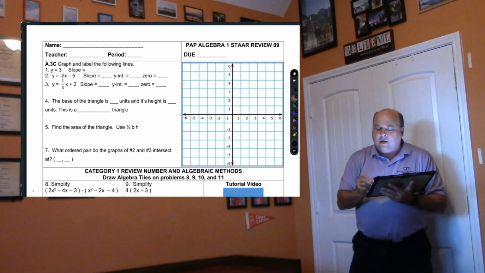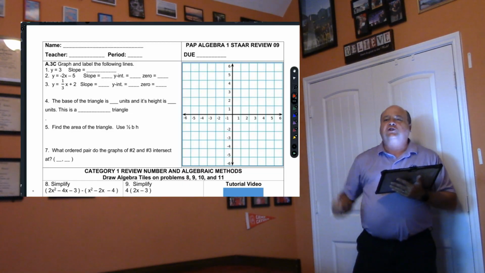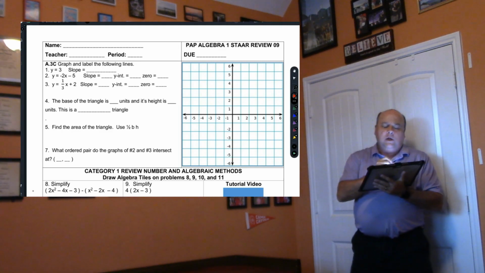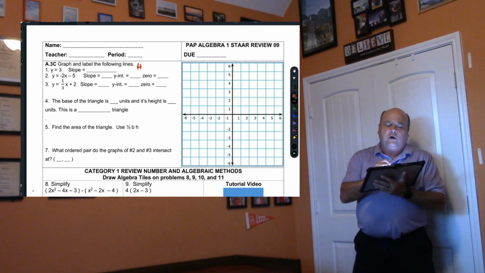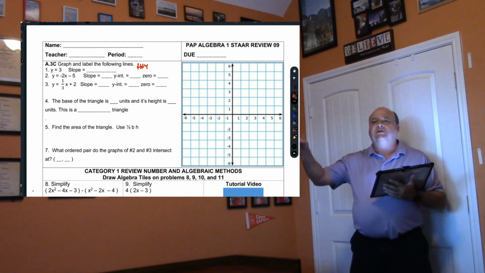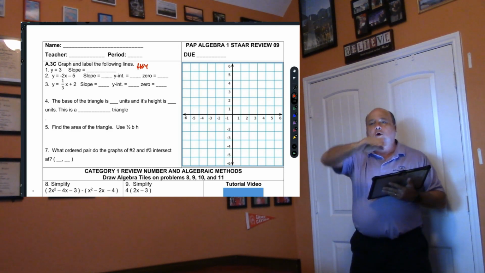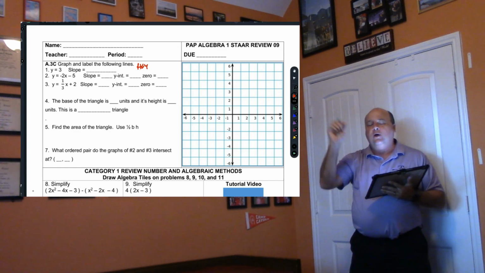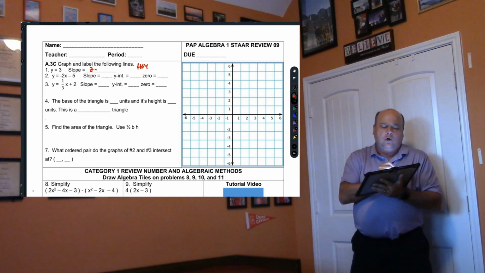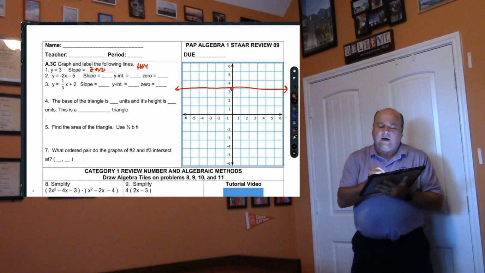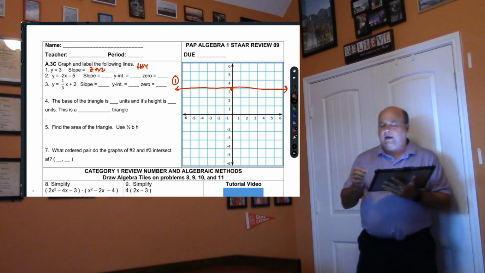So let's get going. Remember, the first three are just graphing lines. On number one, we're going to graph a y equal. Whenever you graph a y equal, you're going to write down HOI. That's horizontal, zero slope, and y equal. So we have a horizontal slope, a zero slope, and a y equal line. Our slope is 0, and it's going to go through the y-axis at 3. So we have a horizontal line through the y-axis at 3, put a 1 by it.